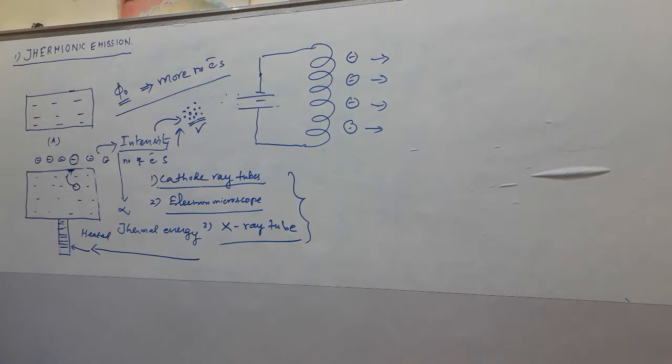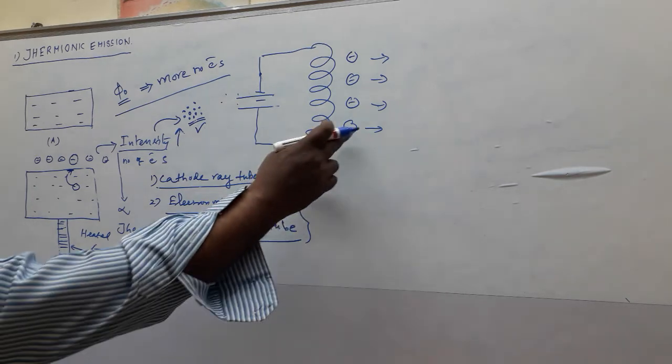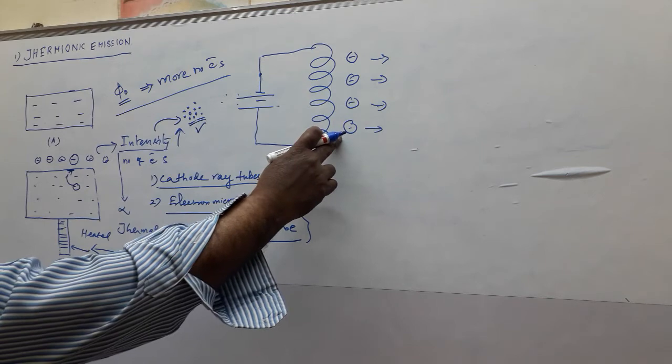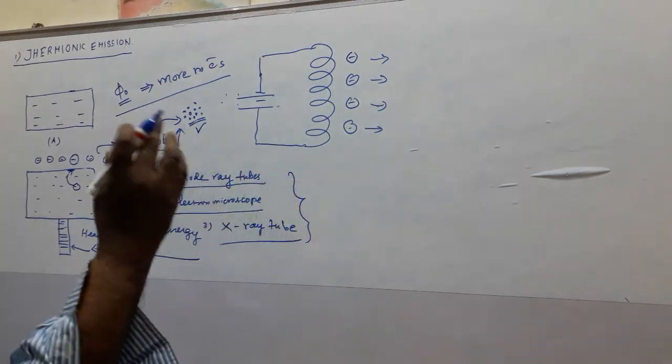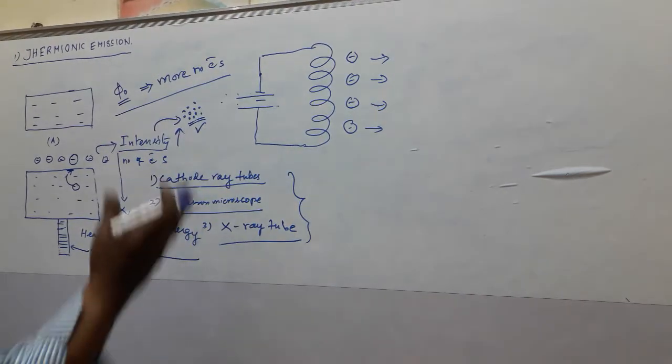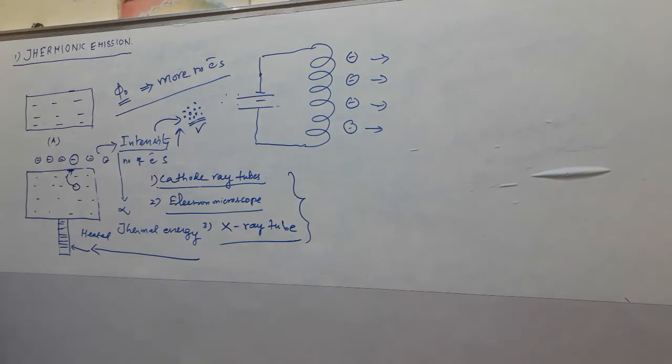And this happened in the X-ray tube. In the X-ray tube, the free electron is moved fast, in an accelerated manner, only because of this potential. This is a very good example of thermionic emission. I think you are very clear, very simple.